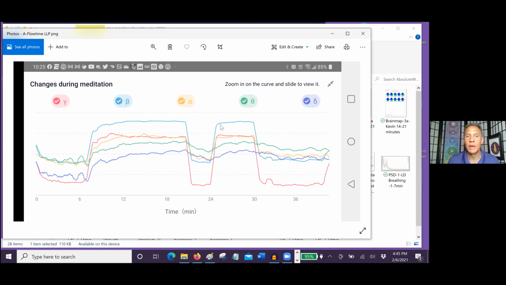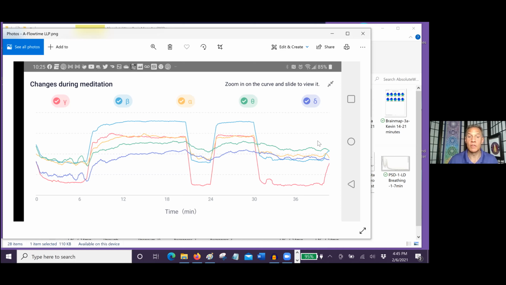Okay, and then we go into this expanded feeling of whole field awareness, infinite spacious awareness. Again, you see the high beta overriding here. And then into the stillness, and you see, in this case, the theta overriding on Flow Time.